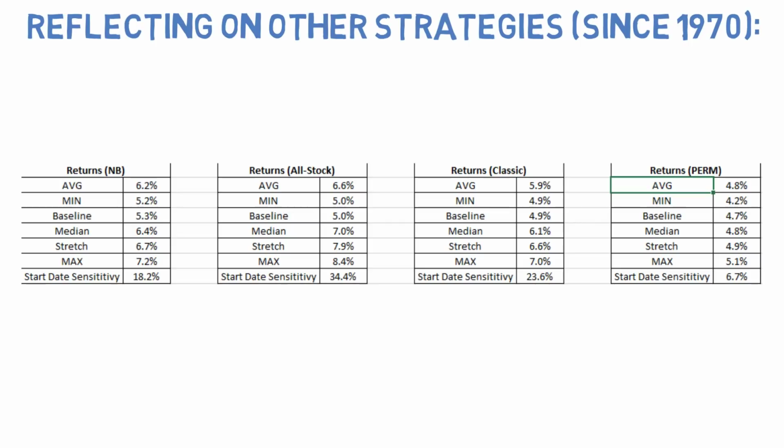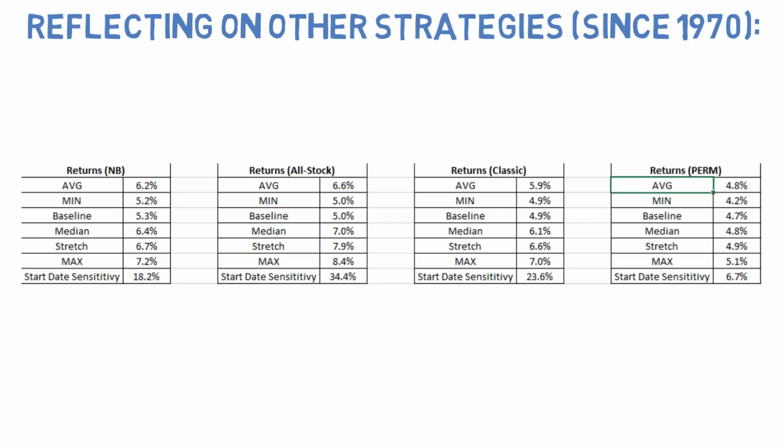What we notice is that even when comparing things over the last 50 years, the no-brainer strategy holds up pretty well in terms of overall returns. Its average 40-year inflation-adjusted return of 6.2% per year is second only to the all-stock portfolio's 6.6%. Its median and max returns also come in second behind the all-stock strategy, and its minimum 40-year inflation-adjusted return of 5.2% actually tops the list.